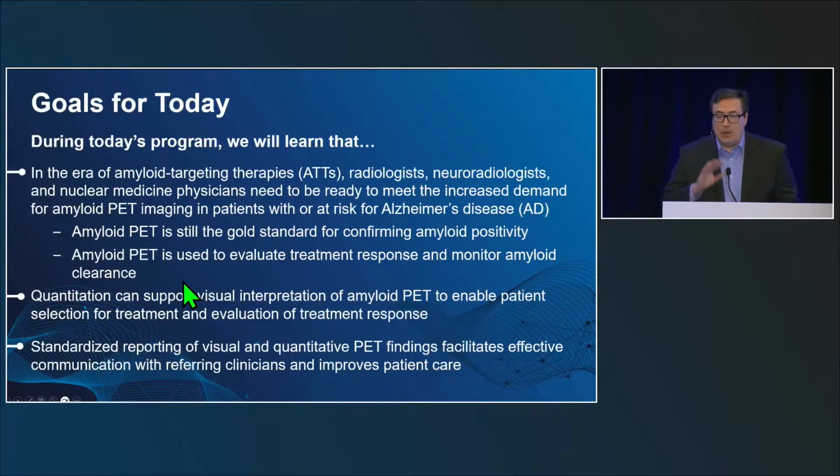So goals, we're going to be talking about how amyloid is being used in the age of amyloid targeted therapies. Imaging physicians need to be ready to meet this demand. Probably some of you in your practice have already seen it in patients with or at risk for Alzheimer's disease. As we'll discuss, amyloid PET is currently the gold standard for confirming amyloid positivity in the clinic. It's used to evaluate treatment response and monitor amyloid clearance. And I'll be talking about how quantitation can help support your visual interpretation and monitoring response to therapy. In addition, we will be talking about how to communicate this with referring clinicians to improve patient outcomes.